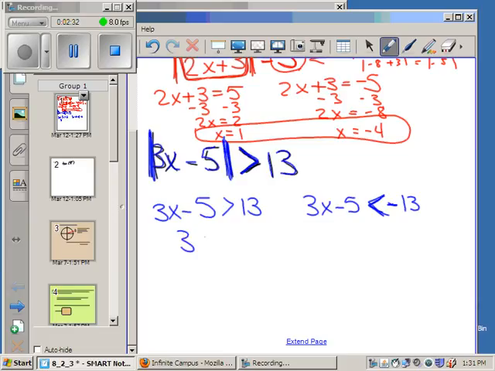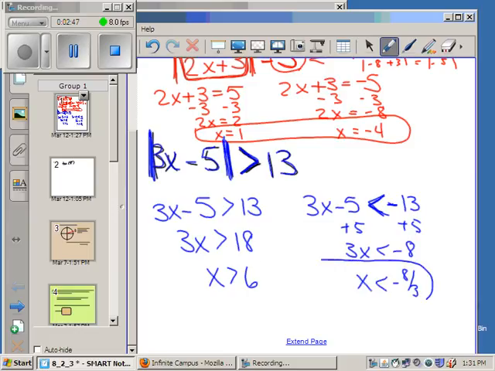Now once again, I have 2 things that I'm solving for. So I see here that x is greater than 6. But I can also solve over here, and I get 3x has to be less than negative 8, so x is less than negative 8 thirds. So again, I have 2 answers. I'll just leave it like that.